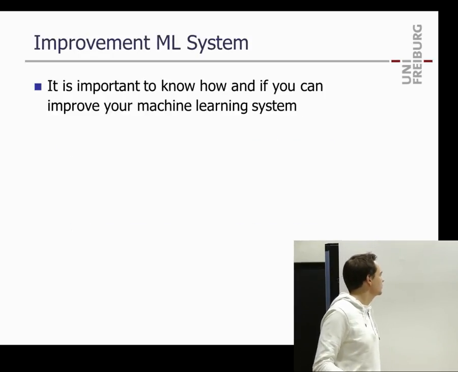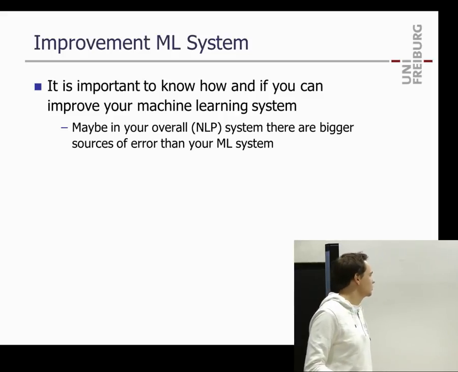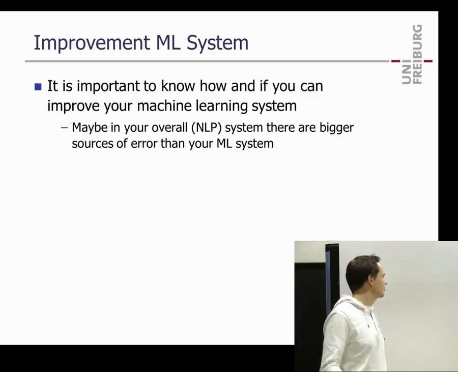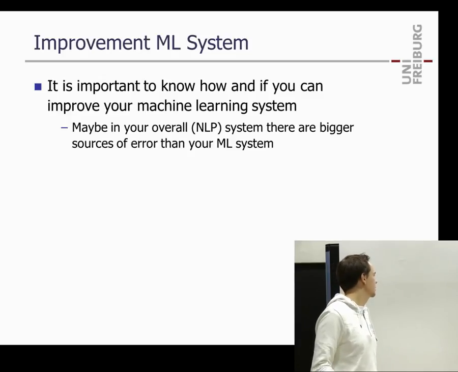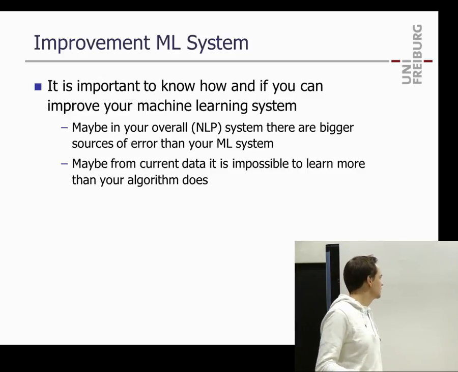And now what can you do to improve some machine learning system? First, it's important to know if and how you can actually improve it. Maybe in your overall system there are bigger sources of error than your machine learning system. Maybe your annotations are incorrect or very incorrect, like your training data, or other things are not working well within your system that are outside the machine learning algorithm. Or maybe with your current data, it's just not possible to learn more than your algorithm actually does. It's just not in the data.